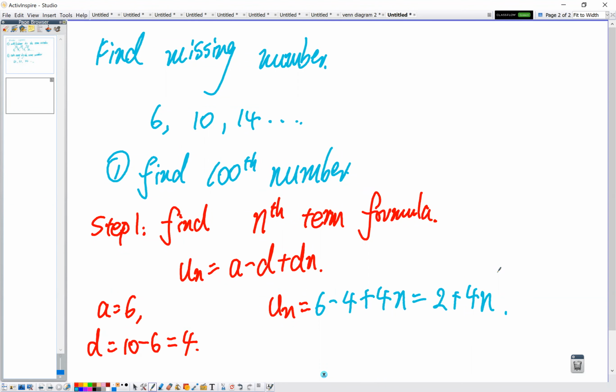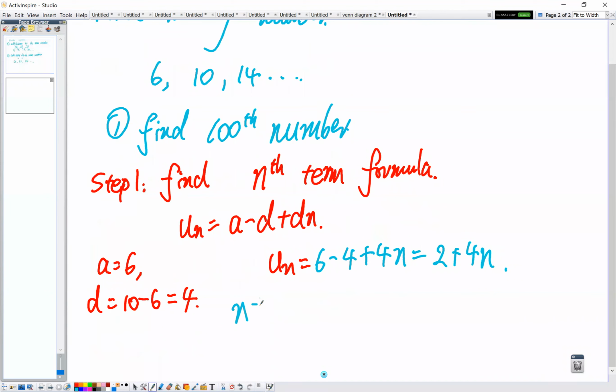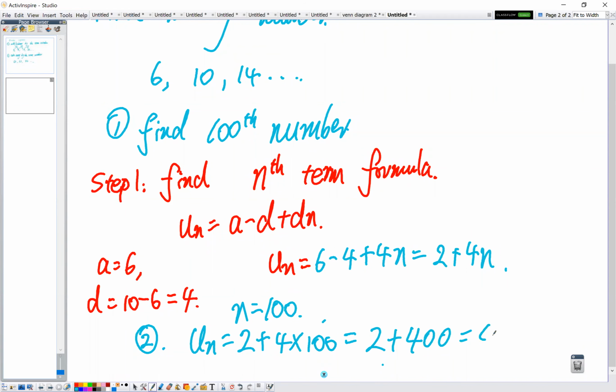Now we find the 100th number, which means n is equal to 100. So Un is equal to 2 plus 4 times 100. 4 times 100 is 400, so 2 plus 400, the answer is 402. This is how you work out this question. This question we have done.